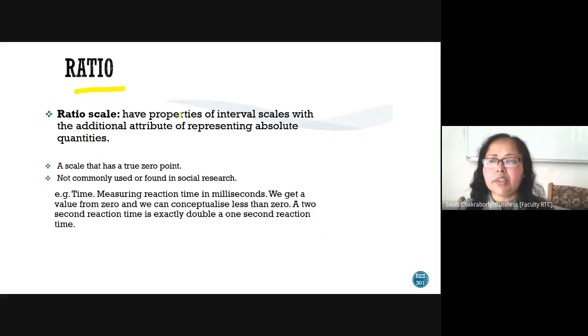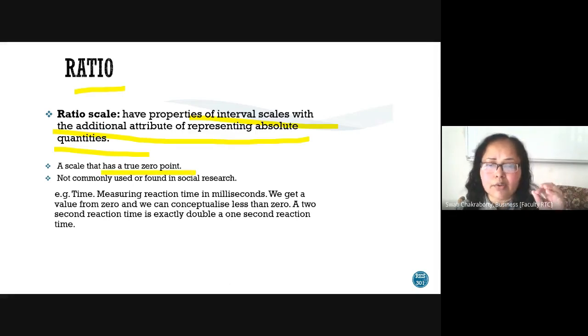Ratio has the properties of interval scales with the additional attribute of representing absolute quantities. A scale that has a true 0 point, right? So you're talking scale and absolute value. It's not commonly used or found in social research. For example, measuring reaction time in milliseconds. We get a value from 0 and we cannot conceptualize less than 0. A 2 second reaction time is exactly double a 1 second reaction time. So that's where it comes up.